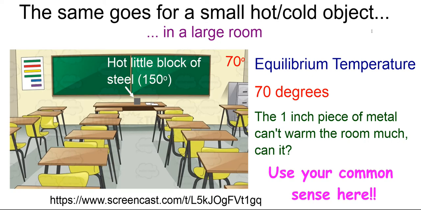So the moral of the story, well, here it is. The equilibrium temperature here is 70 degrees. The 1 inch piece of metal can't warm the room much, can it? The moral of the story is when you see a problem where there's a gigantic bunch of air or water around the small object you're talking about, use your common sense. It can't really change the temperature of the surrounding material, can it? It's just going to cool down or warm up and reach the temperature, like here 70 degrees and here 55. That's it. Use your common sense on these.